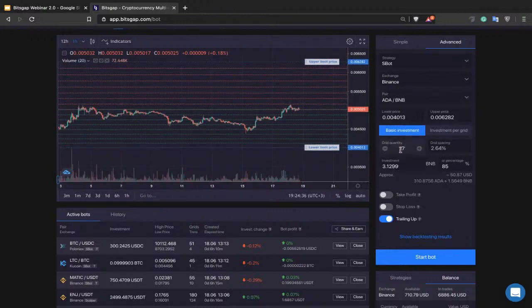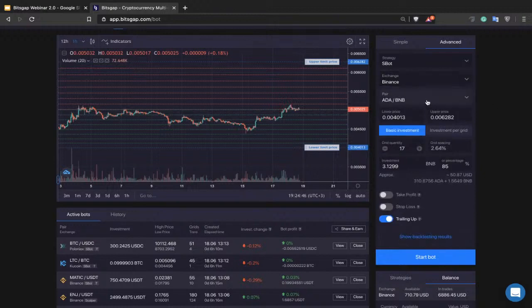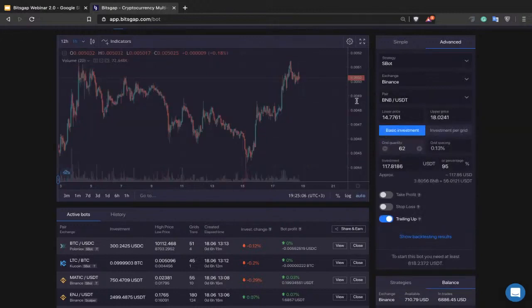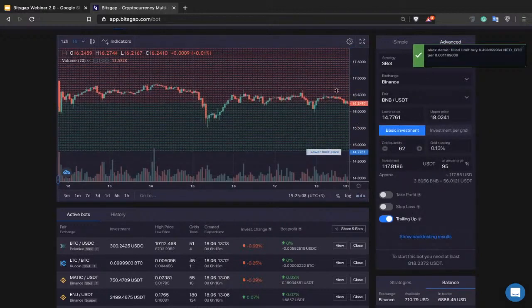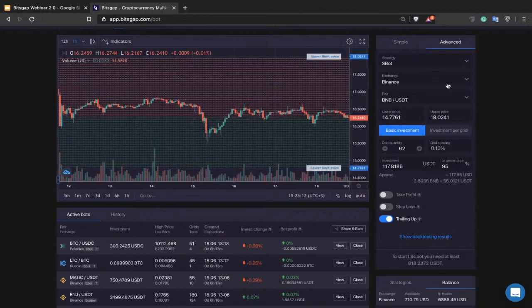If I don't like this kind of setup, I can switch to another exchange if I have it linked to the Bitsgap platform. And it can be that the same cryptocurrency pair can be launched with different settings, just because each cryptocurrency exchange has its own unique technical aspects. So for instance, for Binance, if you want to trade, let's say, BNB USDT, the minimum trade size, the order size, is 10 USD, so that's the minimum. Other cryptocurrency exchanges can have higher minimum requirements, or they can have lower minimum requirements. So that varies with the exchange.